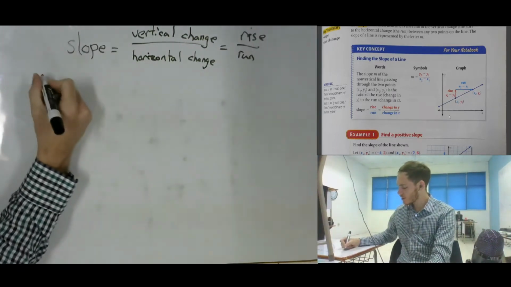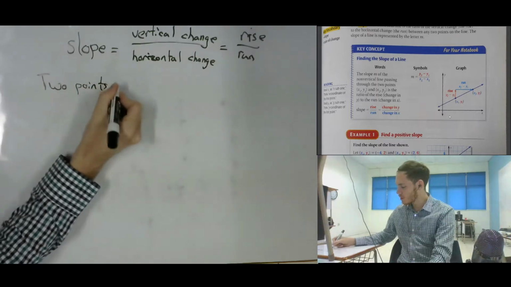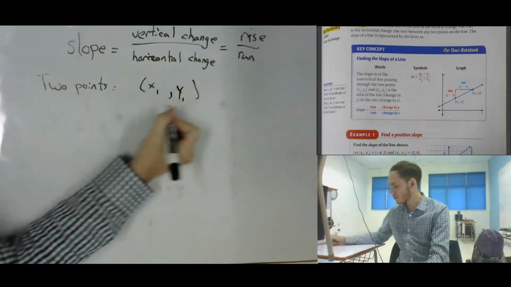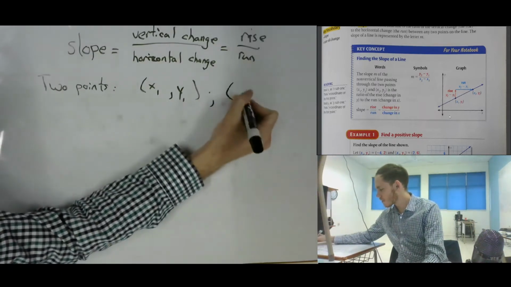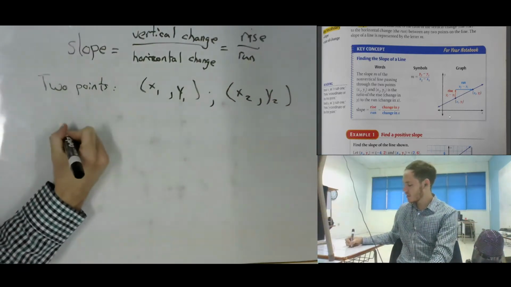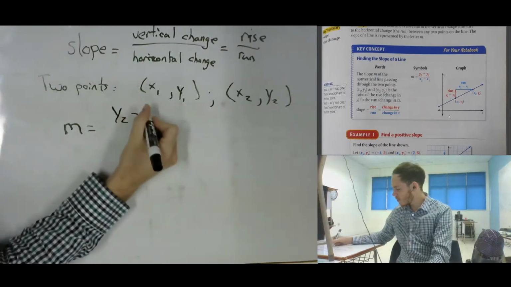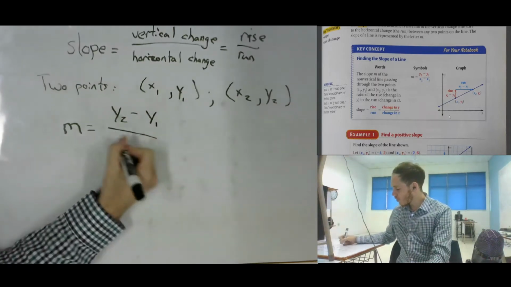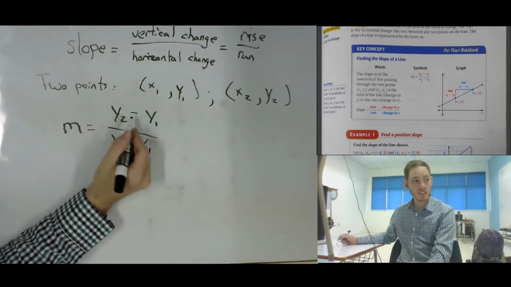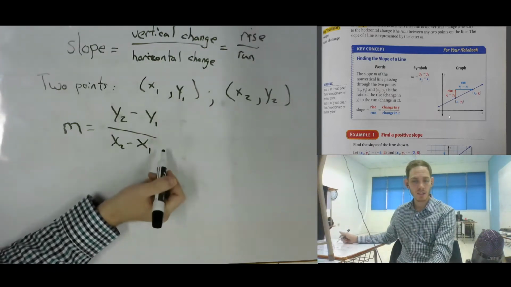So if we have 2 points, and we want to find the slope between them, our points are (x1, y1), that's our first point, and our second point is (x2, y2). Then the slope, which is m, equals y2 minus y1 over x2 minus x1. Change is subtraction, so this is y2 minus y1 and x2 minus x1.